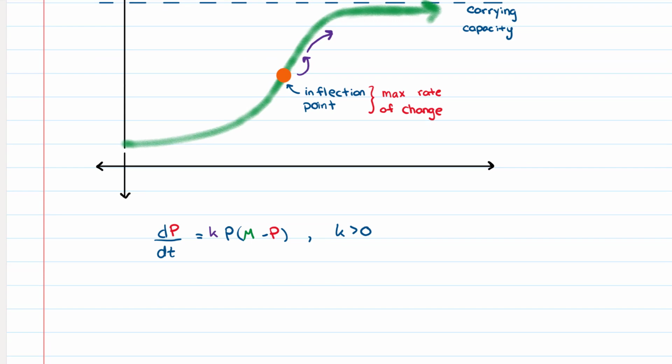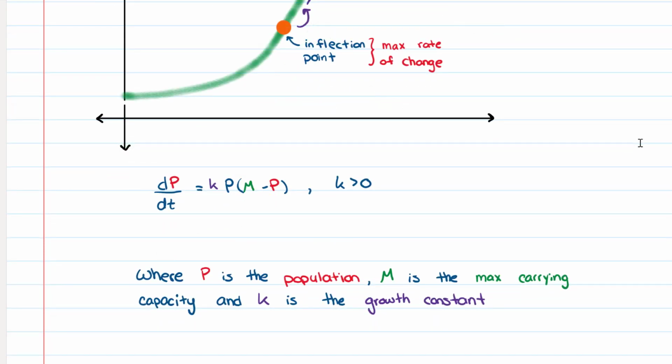So this is the differential equation for a logistic model. You have dP/dt equals k times P times (M minus P), where P is the population, so it's the amount of people at that current time, and M is the max carrying capacity, so that's the largest the population can get, and k is the growth constant.